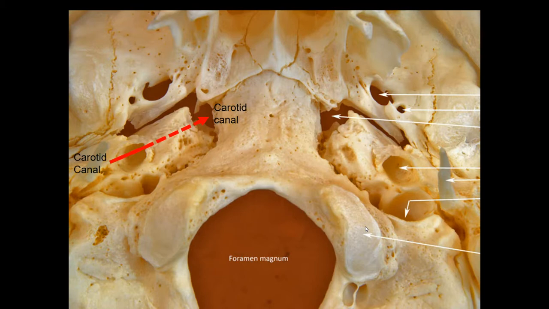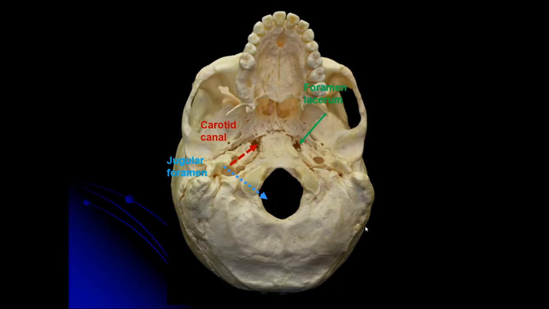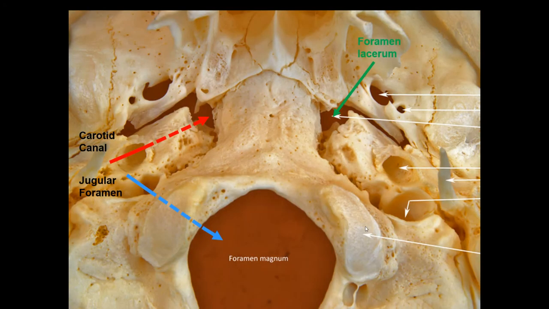Right next to that carotid canal is another hole. And this one goes in the opposite direction. It's also a fairly large hole, and it's sort of cashew-shaped. It's called the jugular foramen. If we blow that up, it looks like this. Nerves go through this hole, as well as the jugular vein.